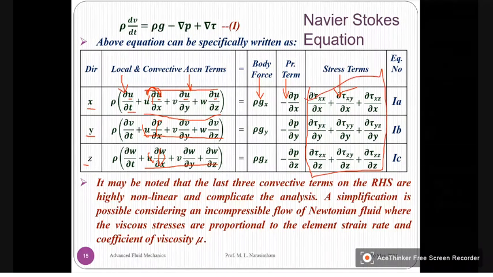The reason is the tau itself is the rate of change of deformation. Tau is equal to mu du/dy. So if I replace tau by du/dy, say for example, then it will become ∂²/∂x², or ∂²/∂x∂y, or ∂²/∂x∂z. Like that, the last three terms on the right hand side will be del squared terms.